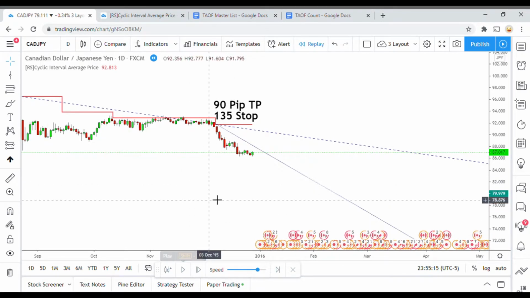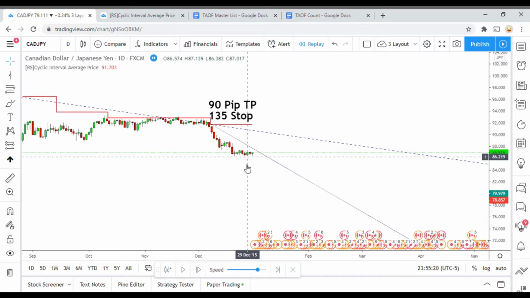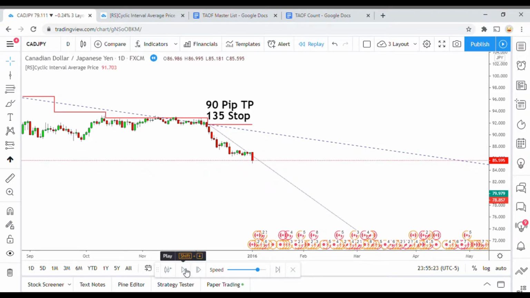Now that might be a little hard to visualize exactly what we're doing here, so let's go ahead and just play it out a little bit. And I'll give a demonstration here as we are going. All right, so price action is getting close.